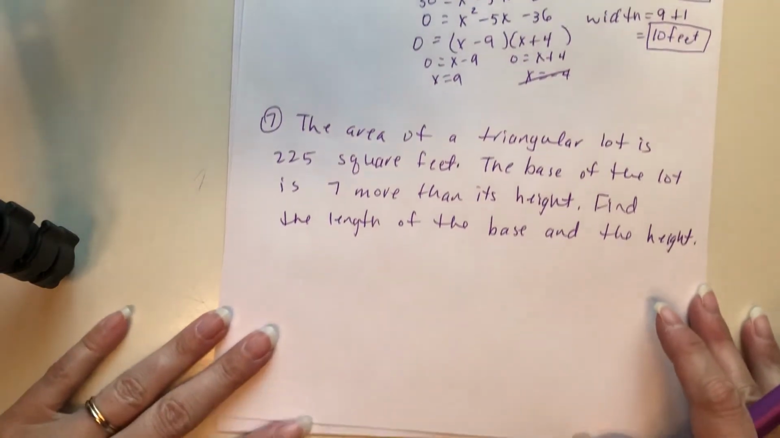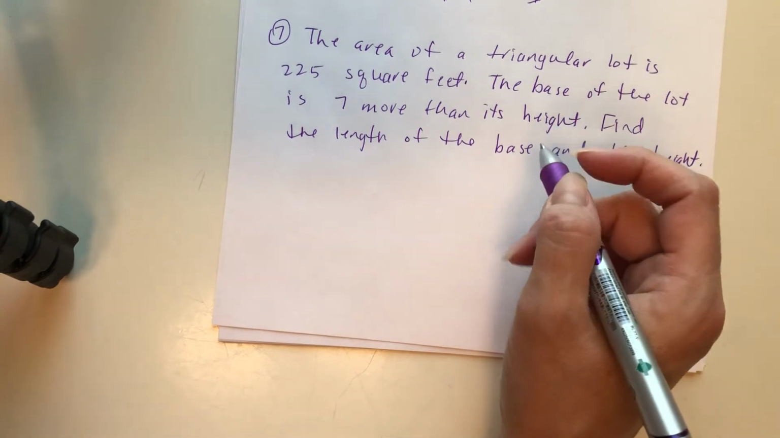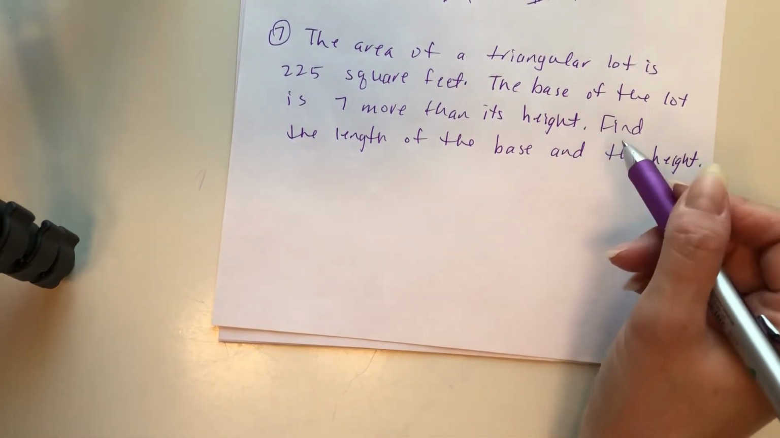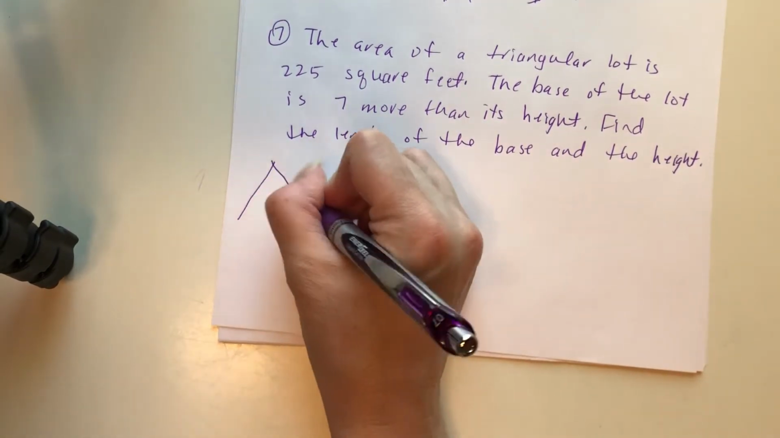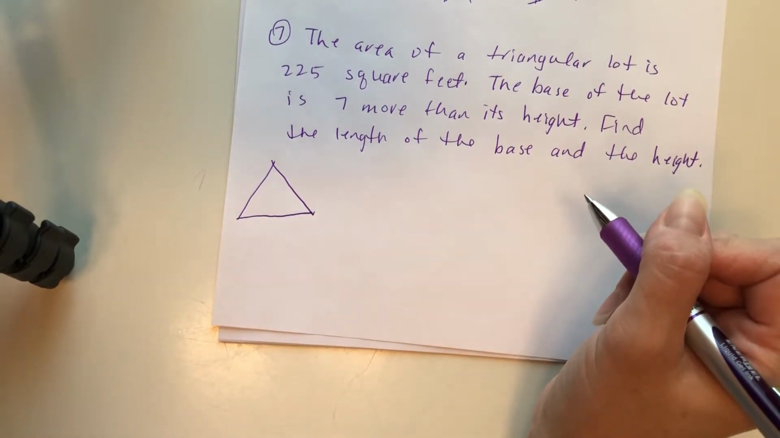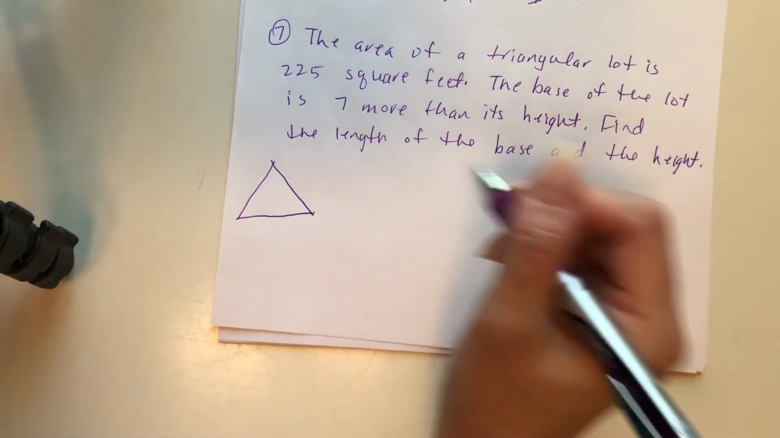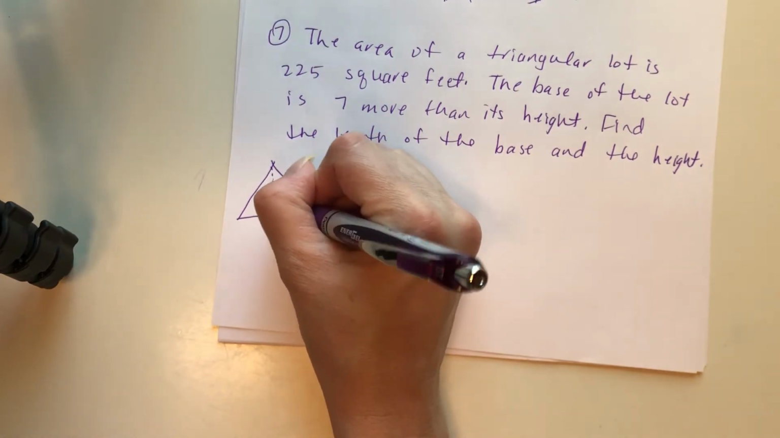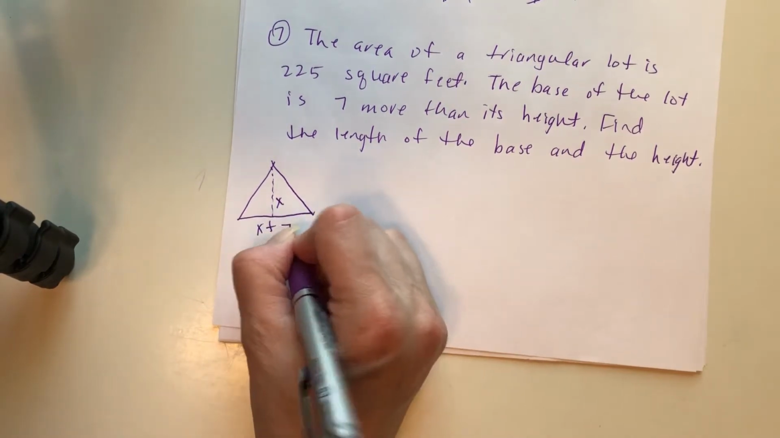And number 7. The area of a triangular lot is 225 square feet. The base of the lot is 7 more than its height. Find the length of the base and the height. So we've got a triangular shaped lot. The base is 7 more than the height, so I'm going to let x be my height. I'll call the height x. The base is 7 more than x, so x plus 7.